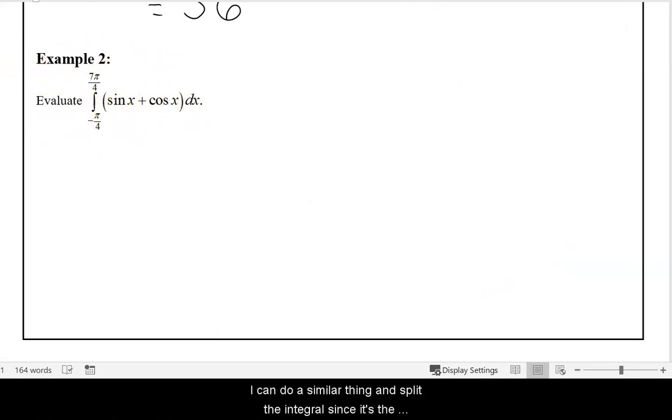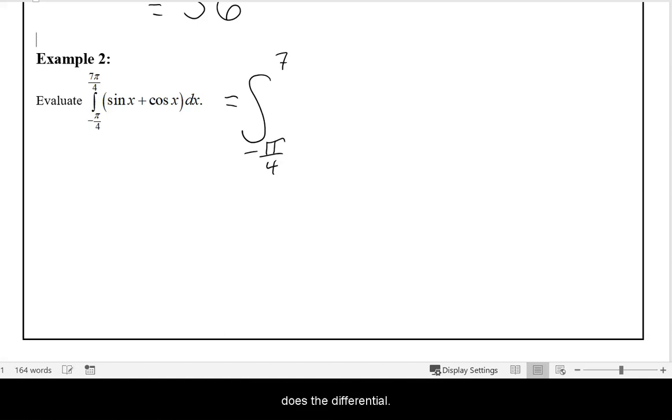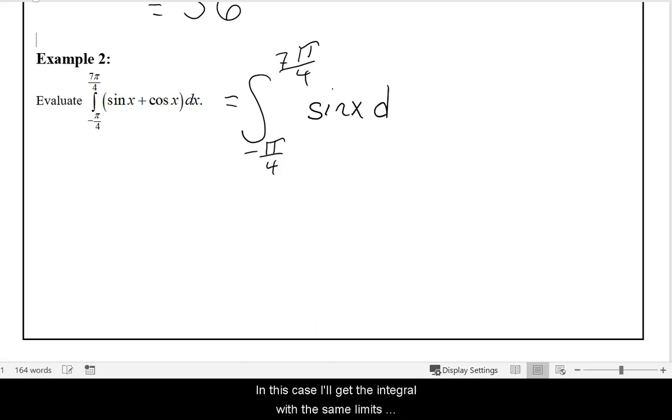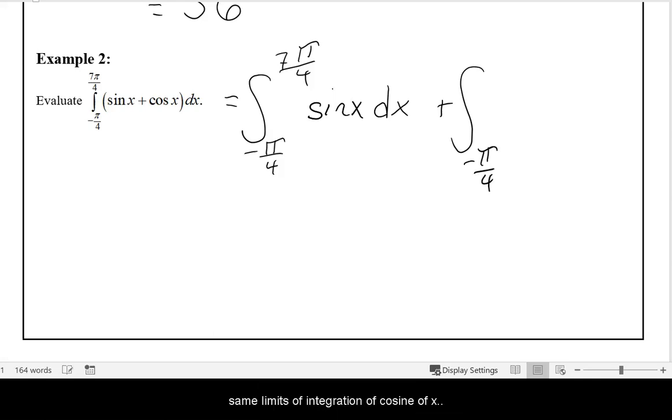Let's now look at example 2, which involves trig functions. I can do a similar thing and split the integral, since it's the integral of a sum, into the sum of the separate integrals. Notice that the limits of integration stay the same, as does the differential. In this case, I'll get the integral with the same limits of integration of sine of x dx, plus the integral with the same limits of integration of cosine of x dx.